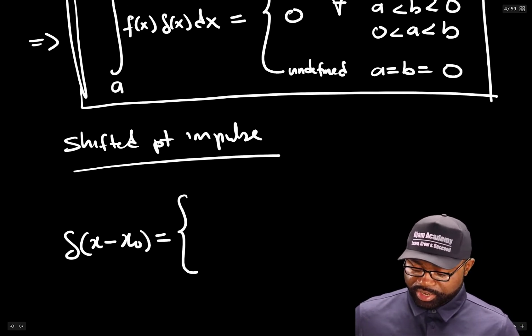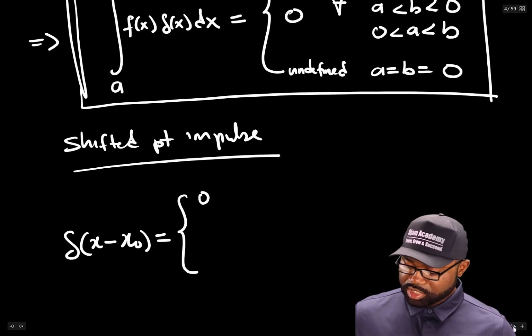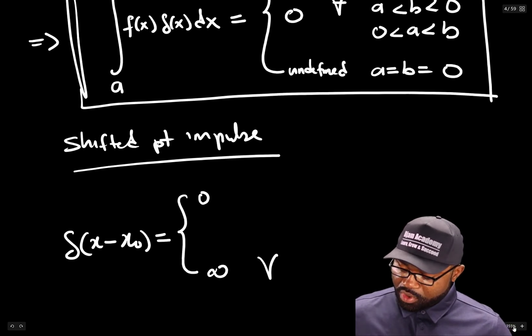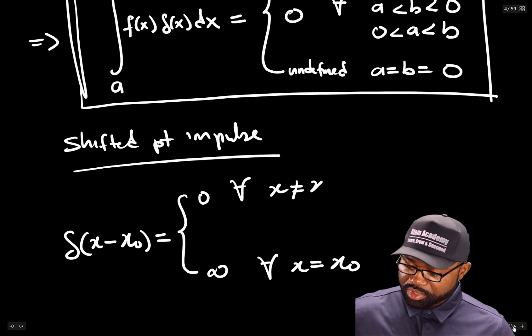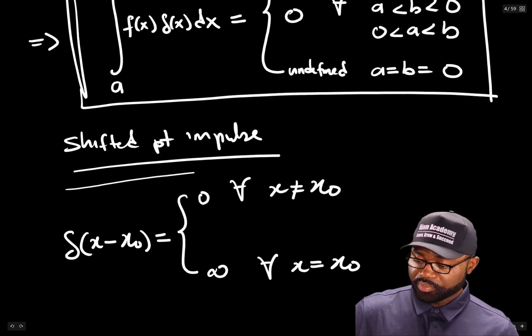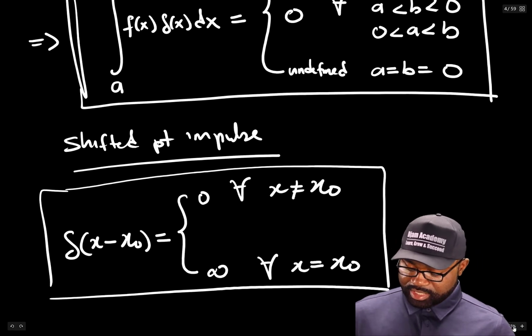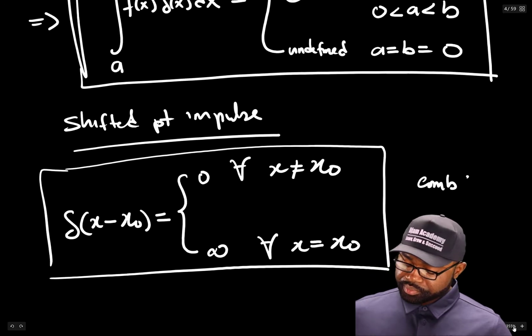This is equal to 0 as well as infinity. It's equal to infinity for x equal to x naught, and it's equal to 0 for all x not equal to x naught. Why is this important? This is important especially when we talk about the comb function.